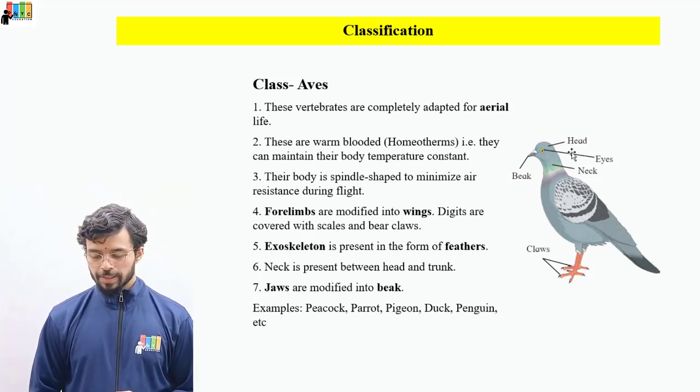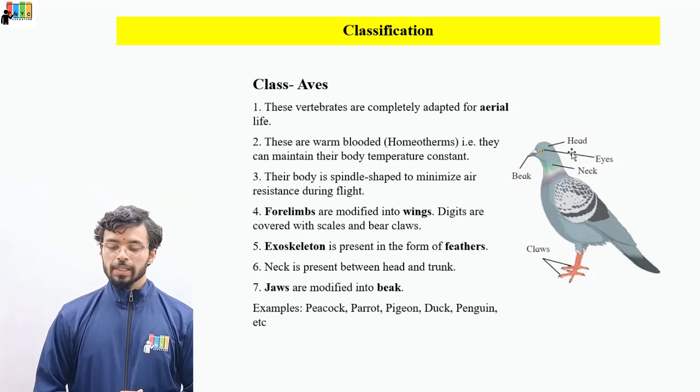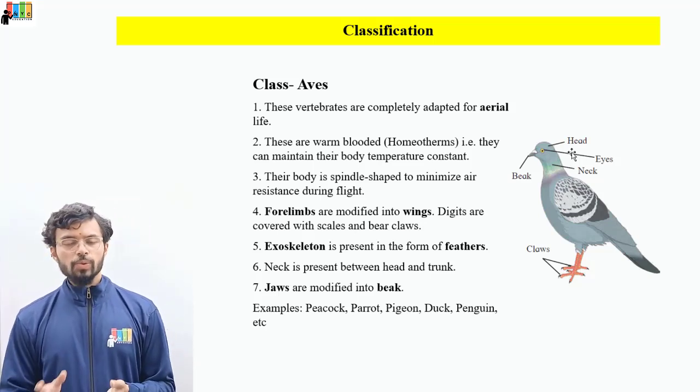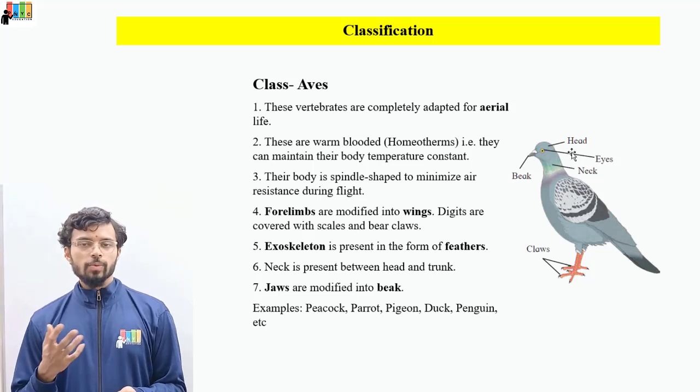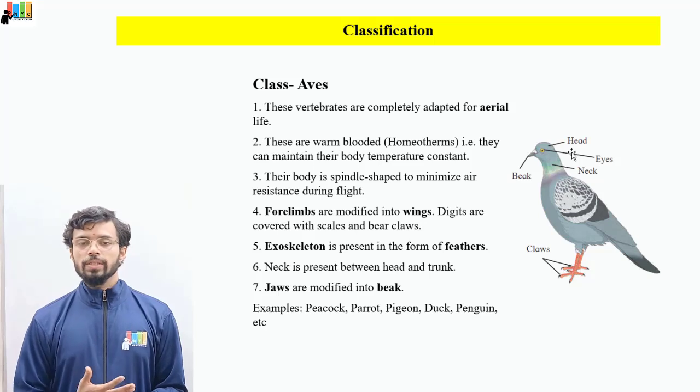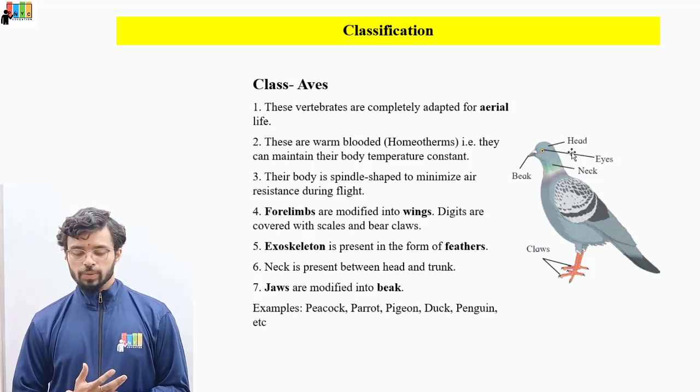Neck is present, obviously. Jaws are modified into beak, another modification of this class. So this includes, as I said, all the birds, both flightless like ostrich, kiwi, penguins, and all the flying birds that you see around, right?